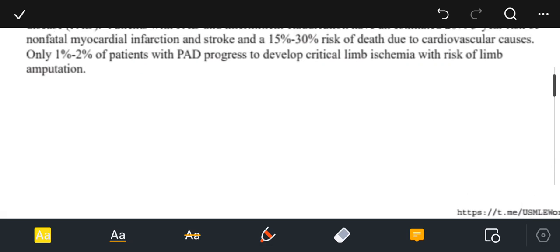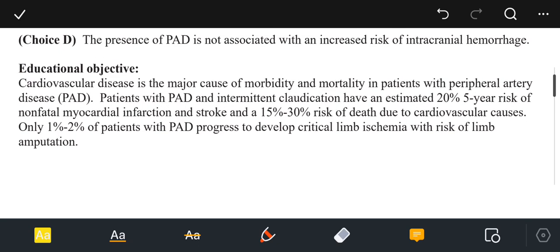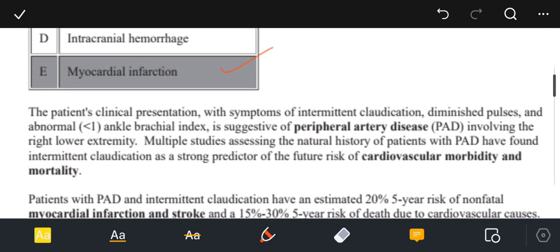Educational objective of this question is cardiovascular disease is a major cause of morbidity and mortality in the patient with a peripheral artery disease or PAD. Patients with the PAD and intermittent claudication have an estimated 20% 5-year risk of non-fatal myocardial infarction and a stroke and a 15 to 30% risk of death due to cardiovascular causes. Only 1 to 2% patients with a peripheral artery disease progress to develop a critical limb ischemia with a risk of limb amputation. Now let's see the discussion.